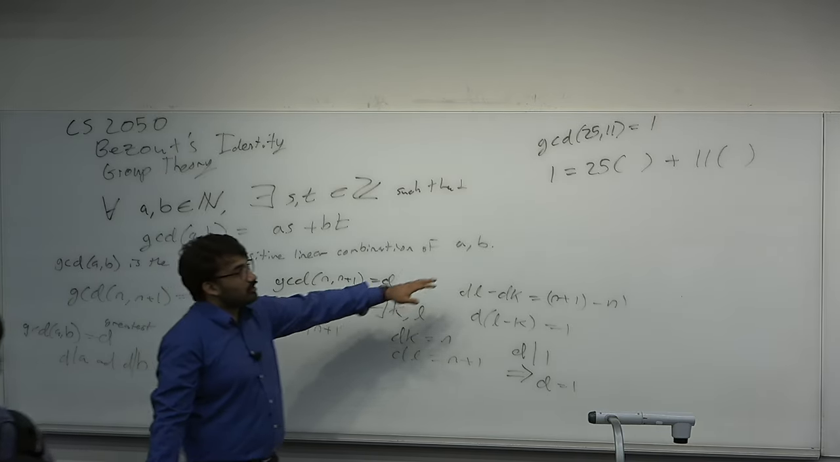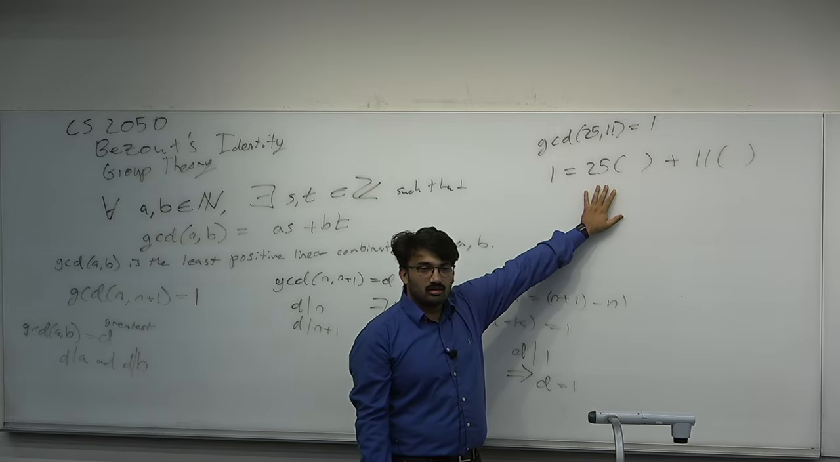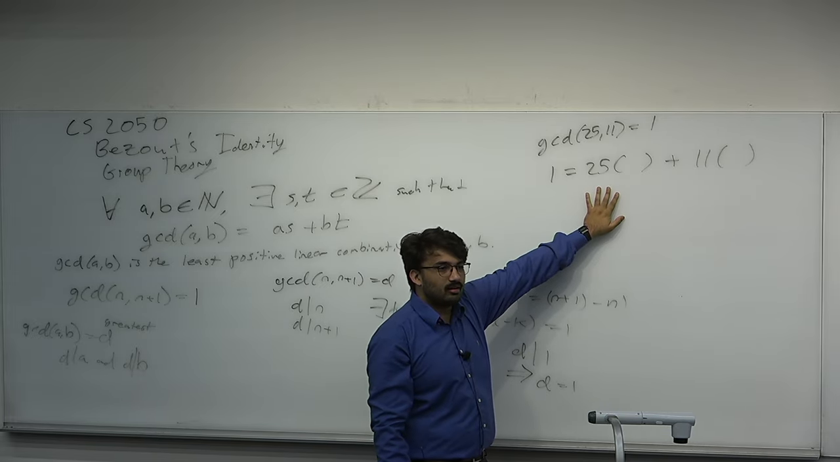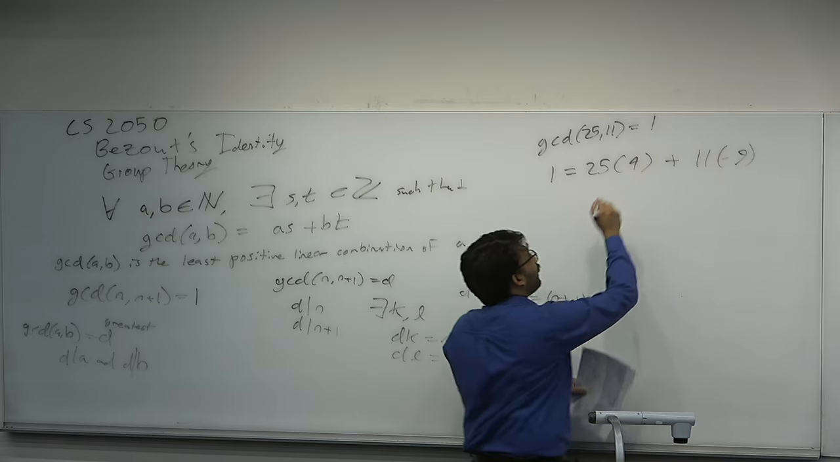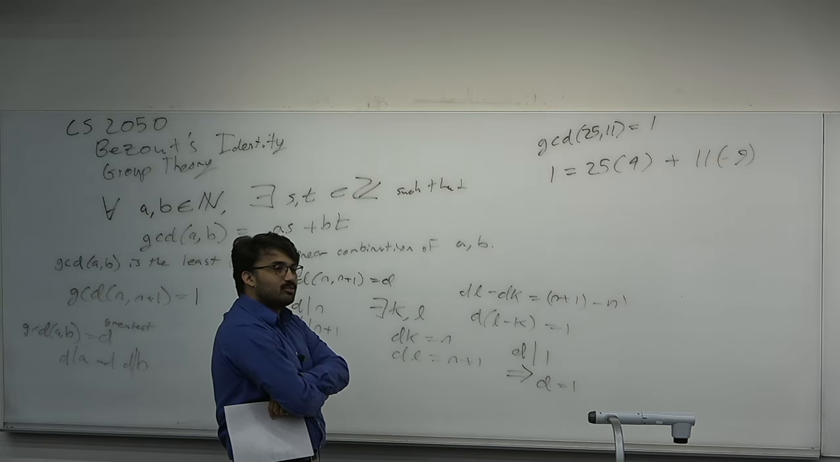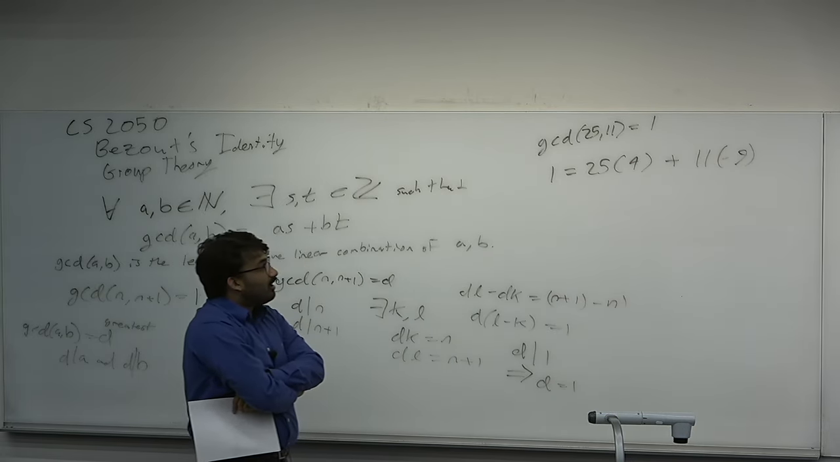Can you come up with, is anyone good at brute force calculation? Anyone find one? Yes? 4, okay. So that's 100 minus 99. Yeah, that's 1. Great. Excellent, excellent.